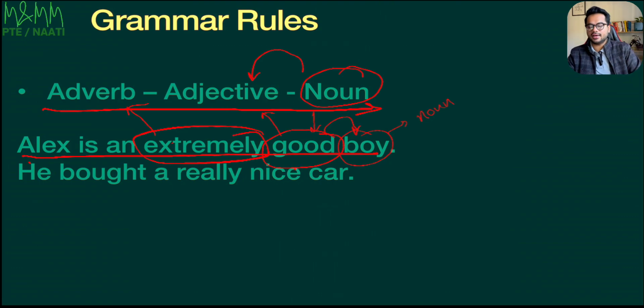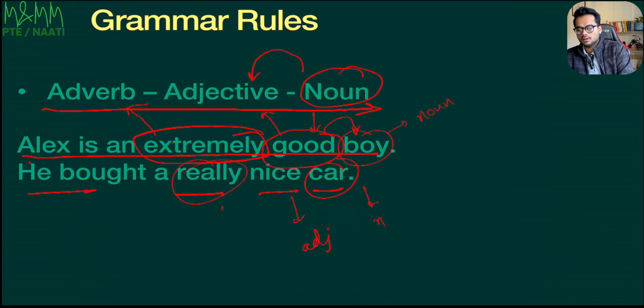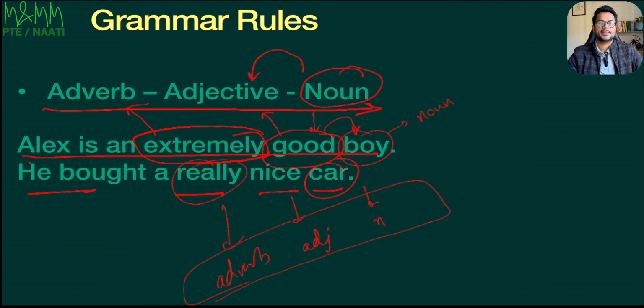So that's how you can identify it. Whichever word you get as a blank in the exam will help you identify what part of speech is missing. And second example, he bought a really nice car. So car is my noun. What type of car is it? It's a nice car, so that's my adjective. And how nice of a car is it? It's really nice, so that would be my adverb. So adverb followed by adjective followed by a noun. That would be your adverb, adjective, noun rule.